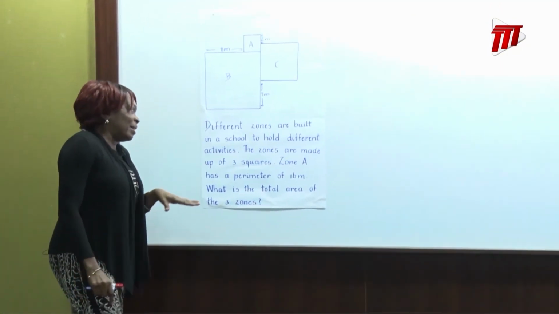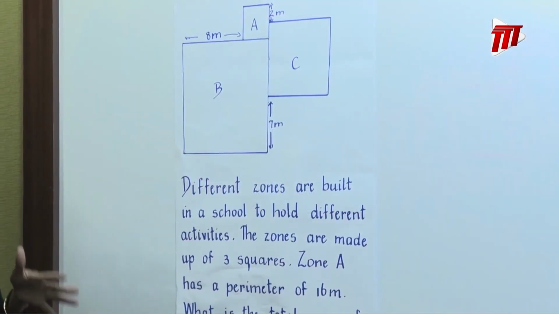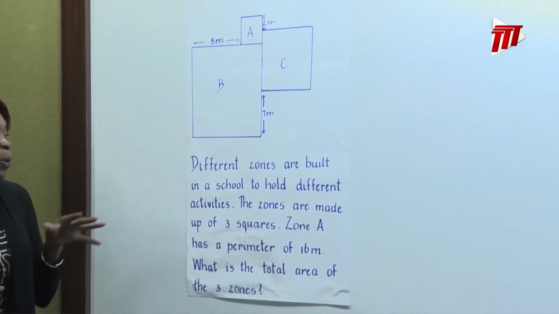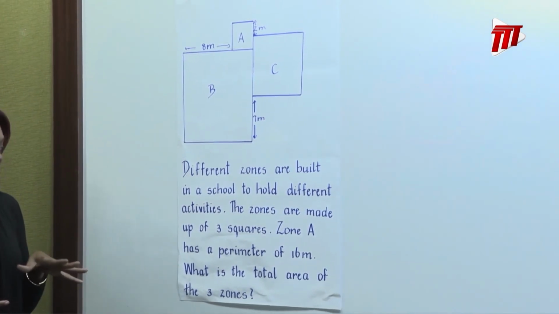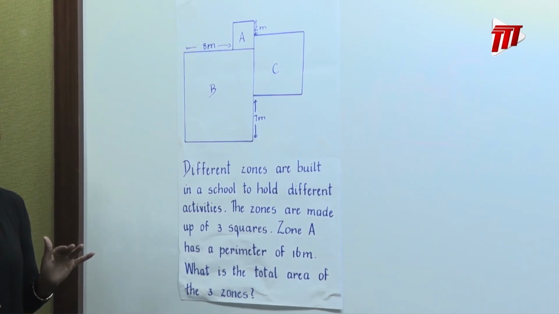Different zones are built in a school to hold different activities. The zones are made up of 3 squares. Zone A has a perimeter of 16 meters. What is the total area of the 3 zones? I'm going to read it again.